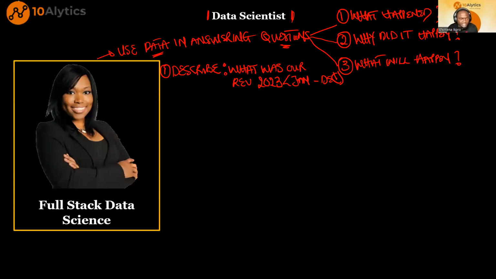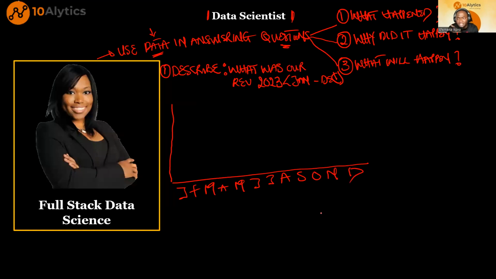So when the CEO or the CFO asks you, can we know what our revenue was like in 2023, basically they're trying to figure out what happened in terms of revenue in 2023. You'll see a graph like this. The data scientist will gather the data, which is the key thing, and build a visualization that draws out what happened in January, February, March, April, May, June, July, August, September, October, November, and December.